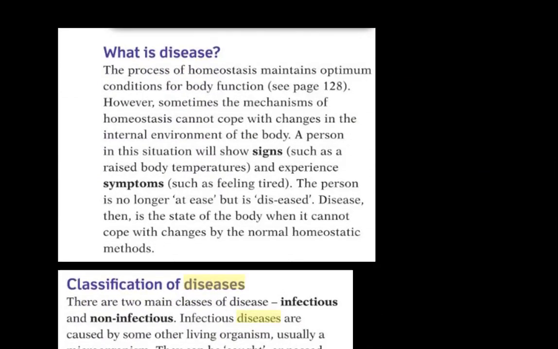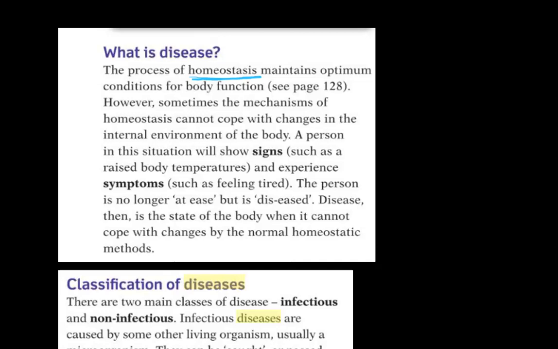Homeostasis is the process which maintains optimum conditions for the body to function. Homeostasis is a state of constancy, where all of your conditions are maintained. However, sometimes the mechanisms of homeostasis cannot cope with the changes in the internal environment of the body, and a person in this situation will show signs and experience symptoms. There is some deviation from normal functioning, from consistent maintenance of bodily functions.